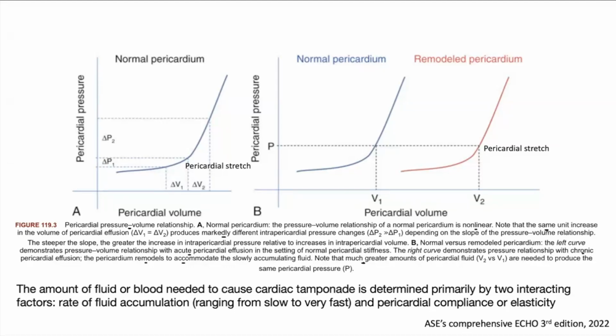Contrast this to patients who have chronic pericarditis. And the reason why this happens is that the pericardium is remodeled. In patients who have chronic pericardial disease, you can see that to begin with, it is able to accommodate a higher volume of fluid in the pericardium before it reaches the pericardial stretch point and results in tamponade.